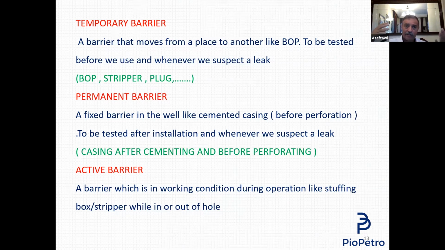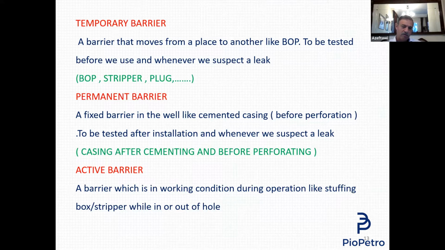Then how many barriers do you have now? You have a stuffing box, you have the BOP, and you have the Christmas tree. You start running in the hole, and while running in the hole, the stuffing box leaks. My question is, how many active barriers do you have now?